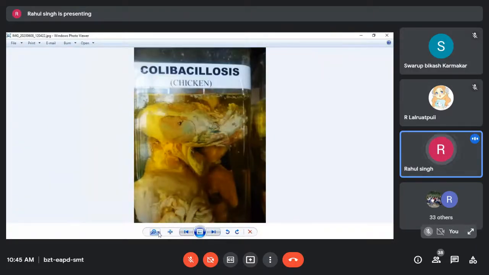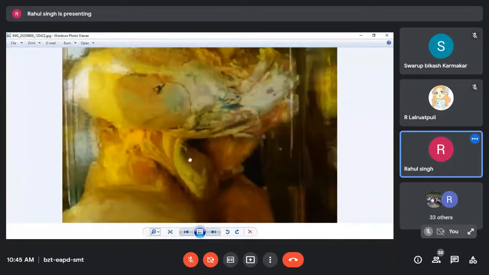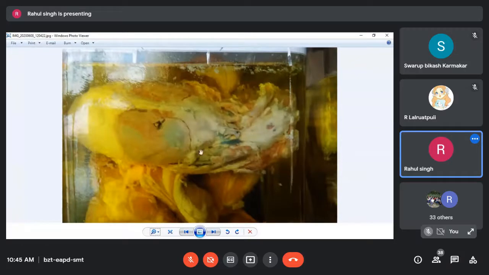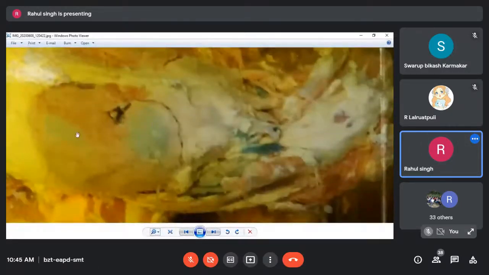Now, colibacillosis specimen, as the picture we have shown earlier from the book. This also has fibrinous deposits. This is the liver, and here the heart. It is not very clear in this picture, but this liver and heart, you can see the surface is rough. The surface is not smooth, and there are deposits of fibrin over the liver.